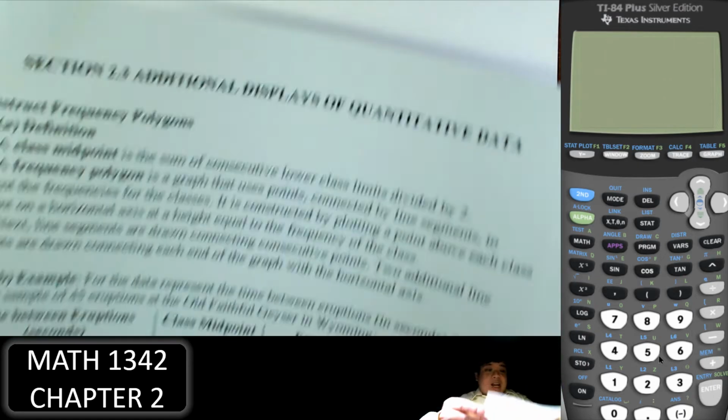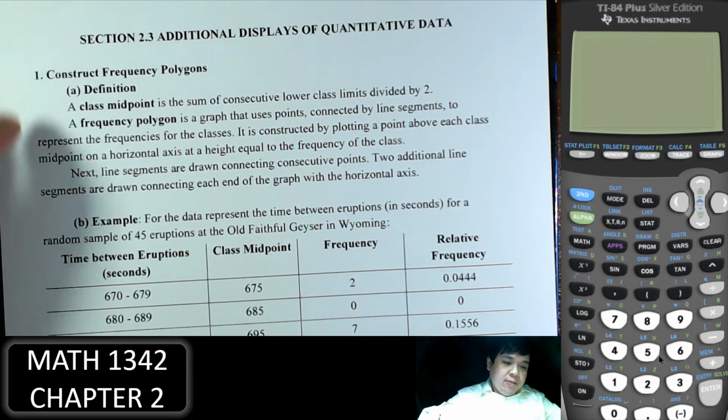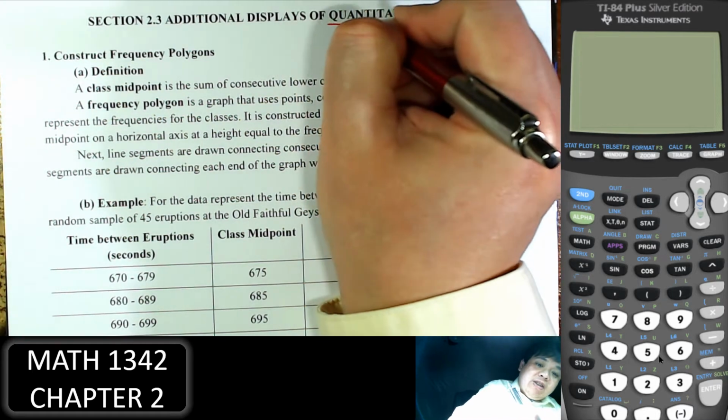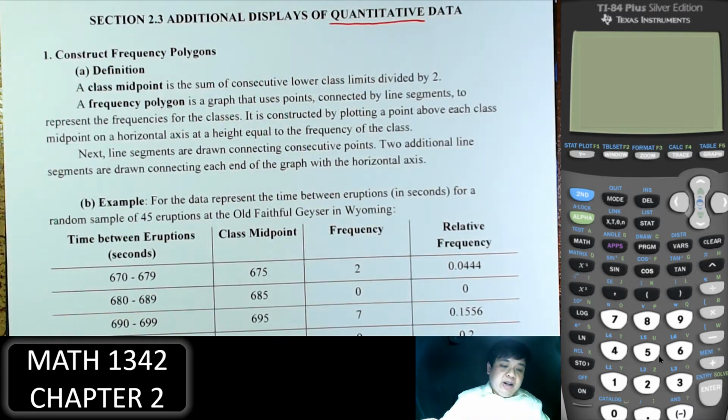Now we go to the next section: additional displays of quantitative data. So this is still quantitative data. Now we display a different one.